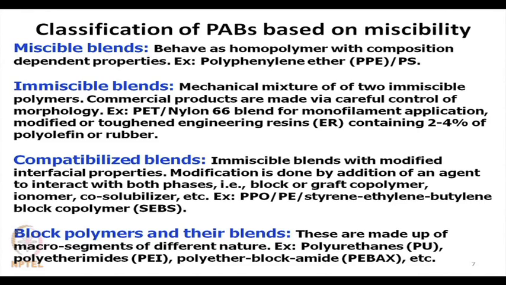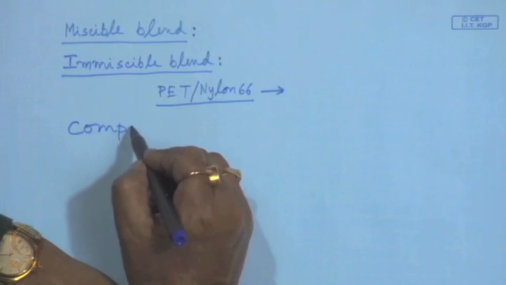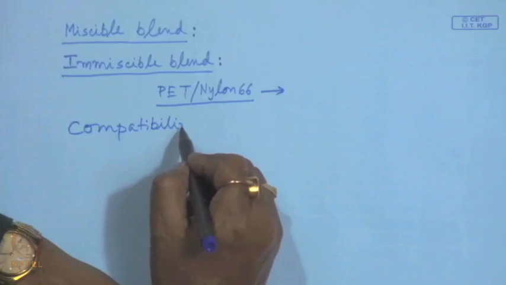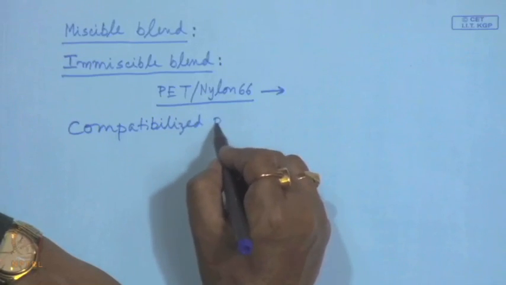The next class is compatibilized polymer blend.